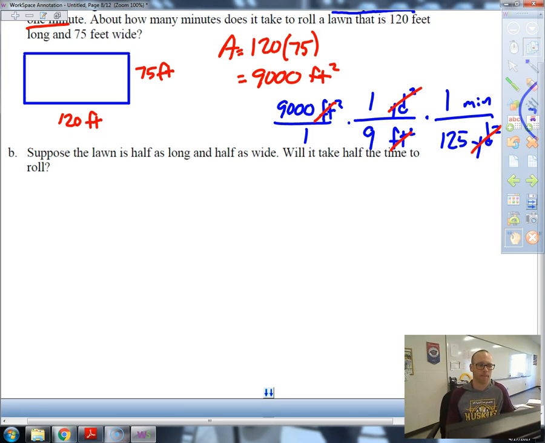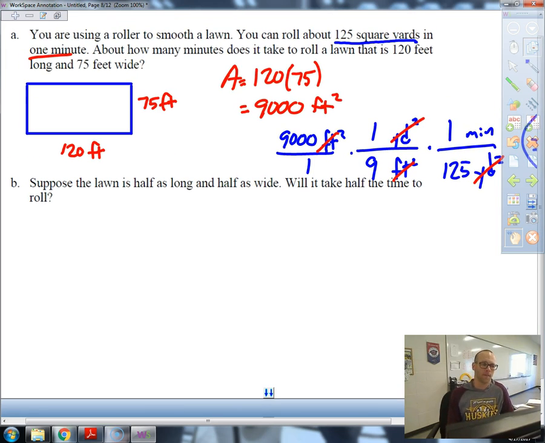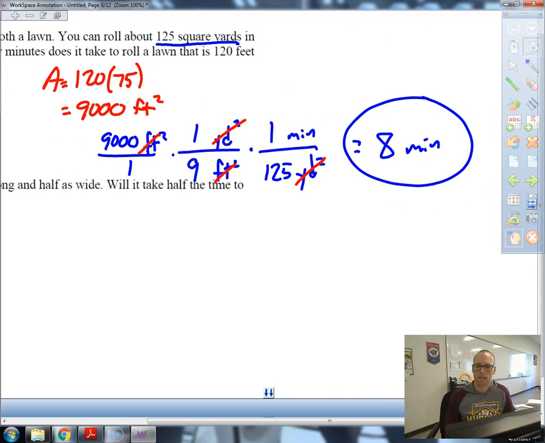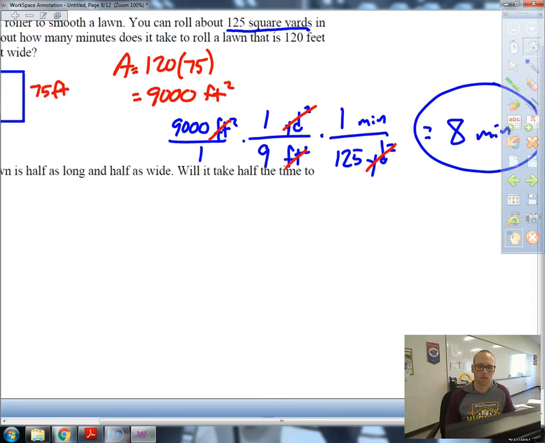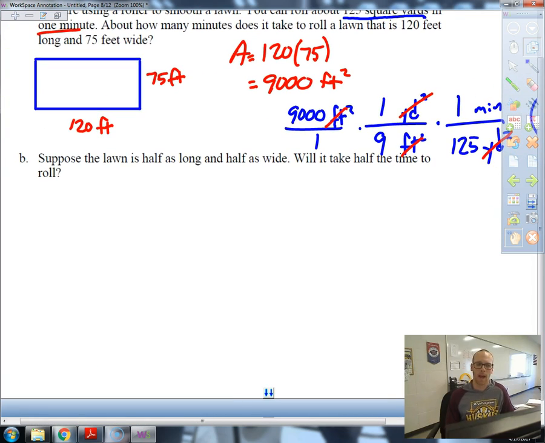Now, suppose the lawn is half as long and half as wide. Will it take half the time to roll? If this was 60 feet by 37.5 feet, would it take 4 minutes instead of 8 minutes? Okay. Is it going to take half as long because the length is in half and the width is in half?